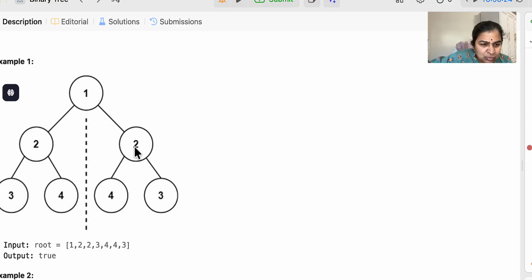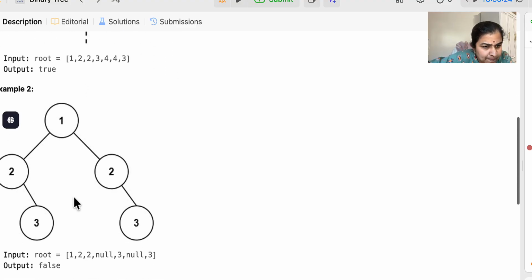I have 2, 2, 3 and the 3 here. So basically, if I take this and put it on top of this, it should be identical. 3 here, 3 here, 4, 4. So it is symmetrical. How about this?